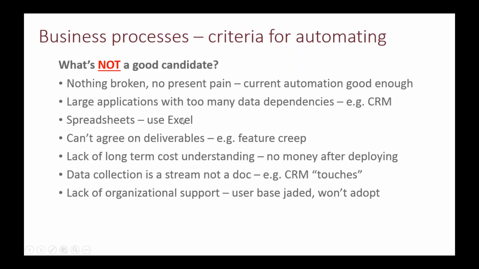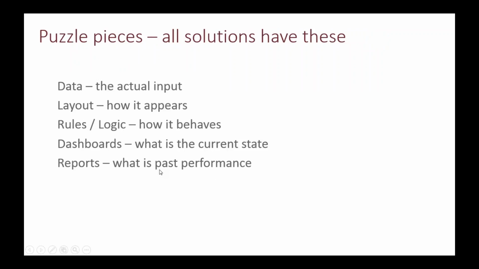Spreadsheets, obviously, use Excel for those. Don't use SharePoint. Don't use InfoPath. Use Excel. Excel lives in SharePoint, so it's there for you. If your team can't agree on deliverables, obviously you're not going to want to take on the project, and so on, right? There's a couple other criteria here. So we want to make sure that we're automating something at the beginning that makes sense to automate.